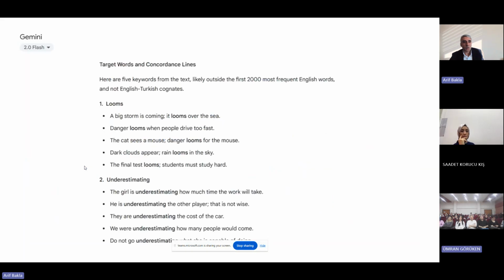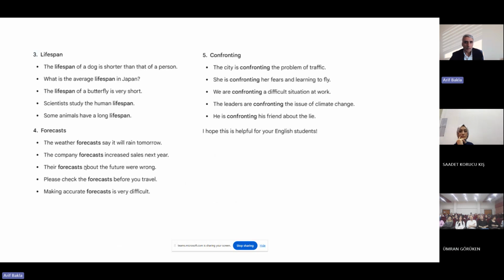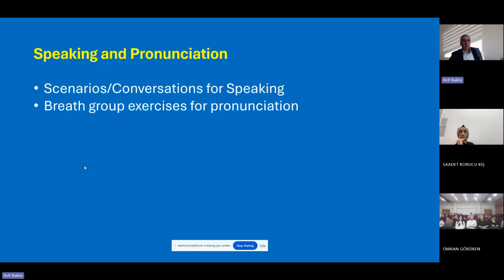So I went to Gemini, and Gemini gave me these concordance lines, but again, the alignment of the target words in the middle was problematic. Gemini wasn't able to do that either. And then these are the rest of the vocabulary items, friends.